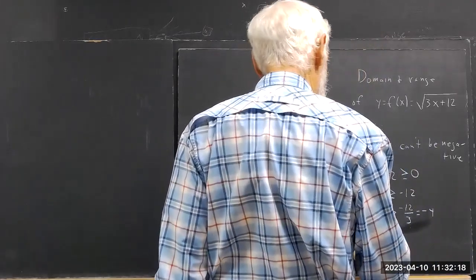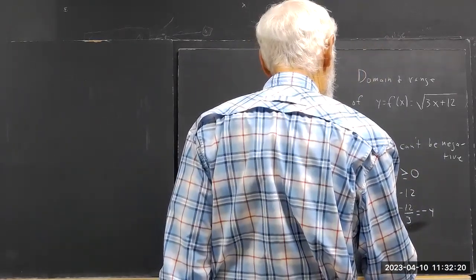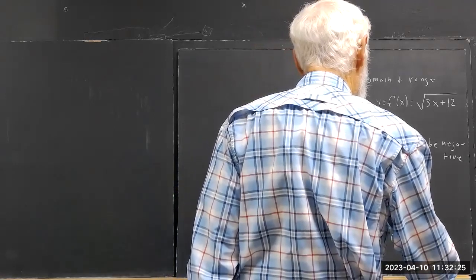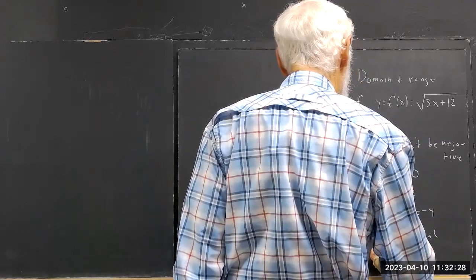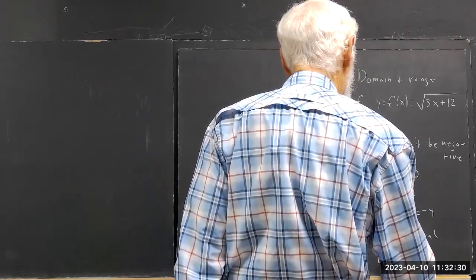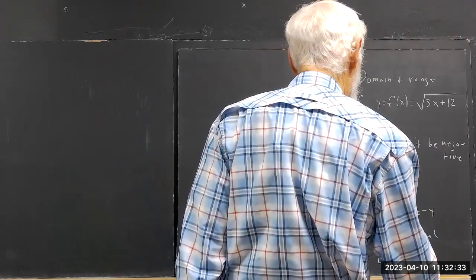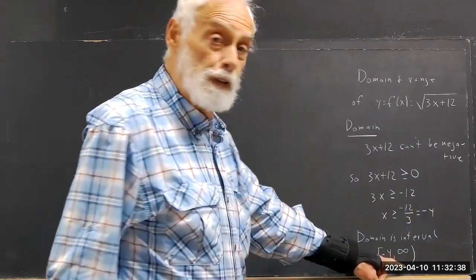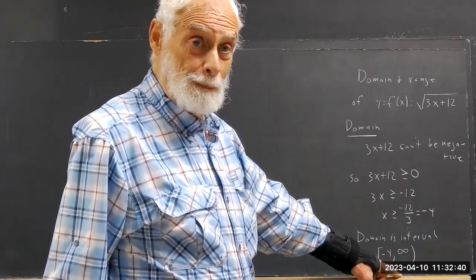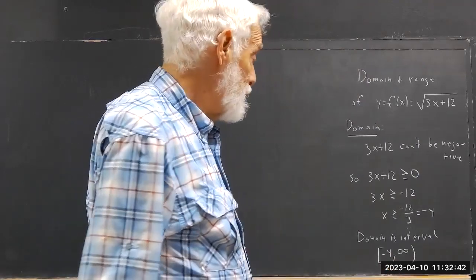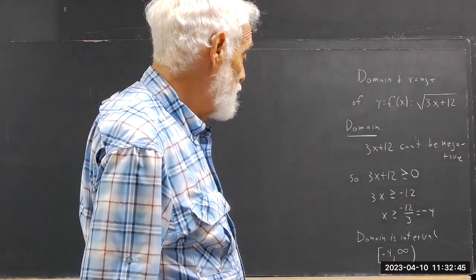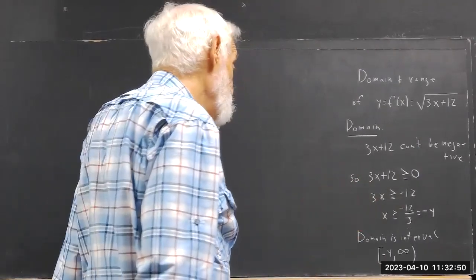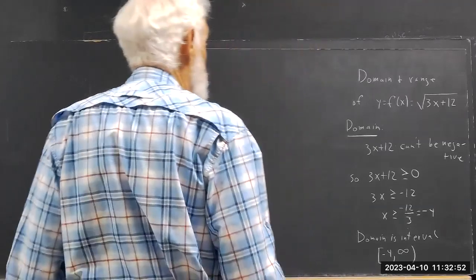Okay. Anyhow, negative 12 over 3 equals negative 4. So the domain is the interval, right, infinity signs on the board, negative 4 to infinity. Okay. So does all that make sense? Okay. Good. So there's your domain.